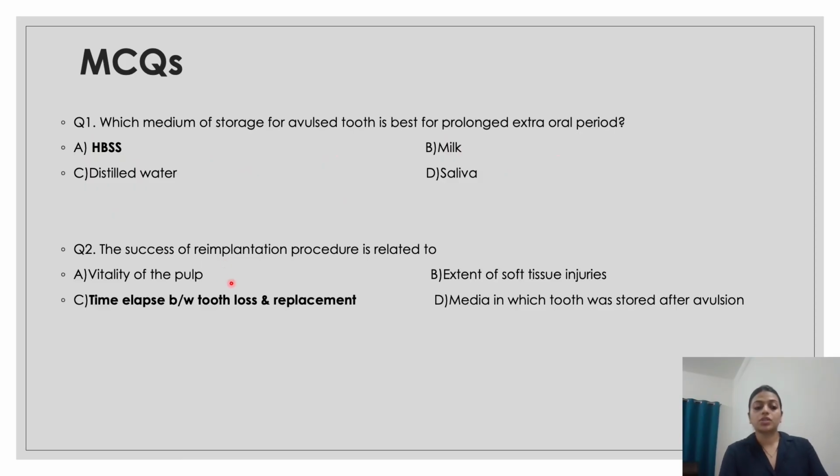This second question is the success of reimplantation procedures related to. So the options are vitality of the pulp, the extent of the soft tissue injuries, time lapse between tooth loss and replacement, media in which the tooth was stored after avulsion. See, always go for the time elapsed between the tooth loss and replacement. Media always comes second. Okay, the storage medium, although it matters, but it is not as important as the extraoral dry time. So the option might be extraoral dry time also.